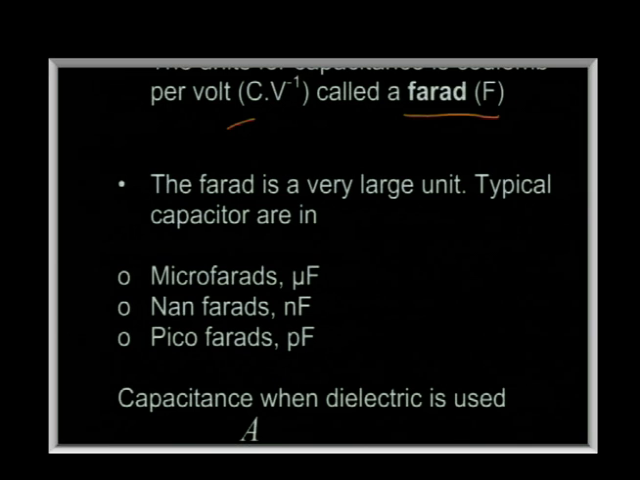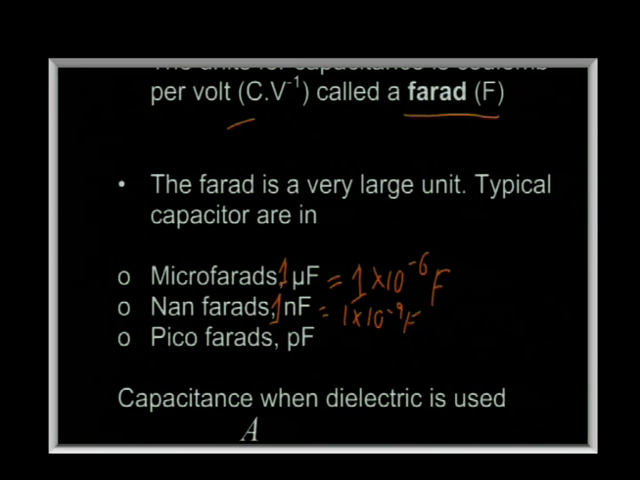Well, 1 microfarad would be equal to 1 times 10 to the minus 6 farads. And in a similar way, 1 nanofarad would be 1 times 10 to the minus 9 farads. And finally, 1 picofarad would equal 1 times 10 to the minus 12 farads.